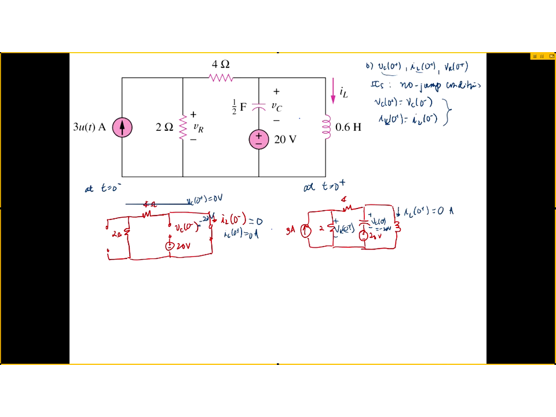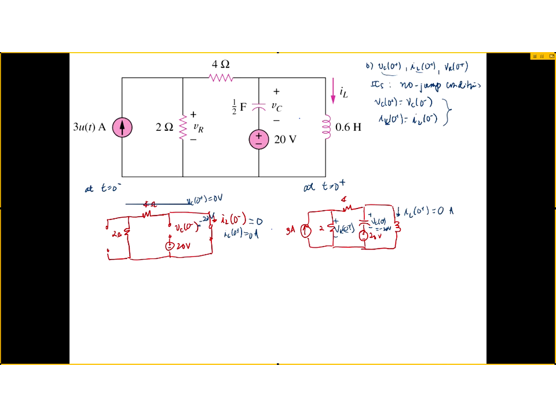Okay, so yes, indeed, in this picture here, the 4 and the 2 are going to be in parallel. Not necessarily because the inductor is short. The inductor is not short anymore because we're not in steady state, but more because the voltage across the series combination of the capacitor and the 20 is still 0. Everyone okay with that?